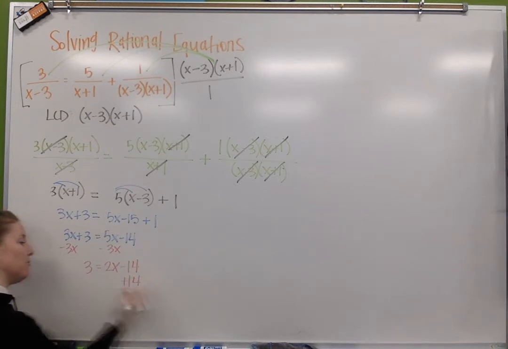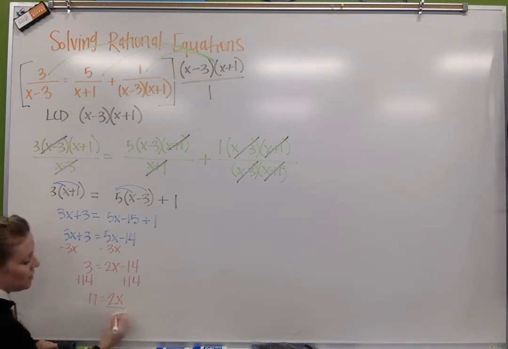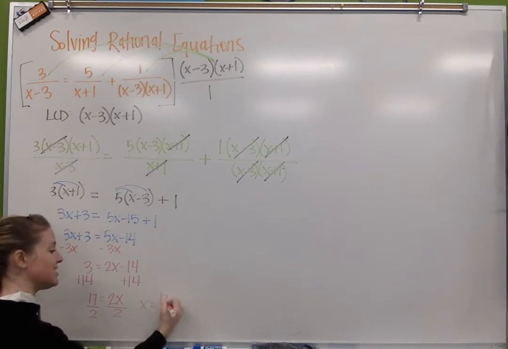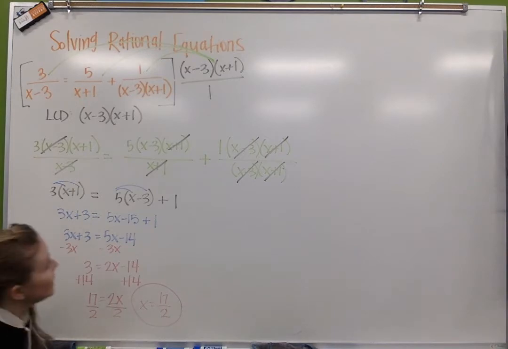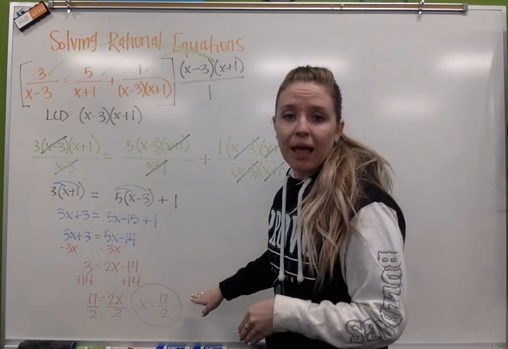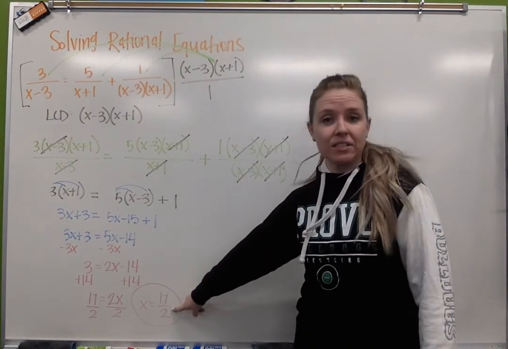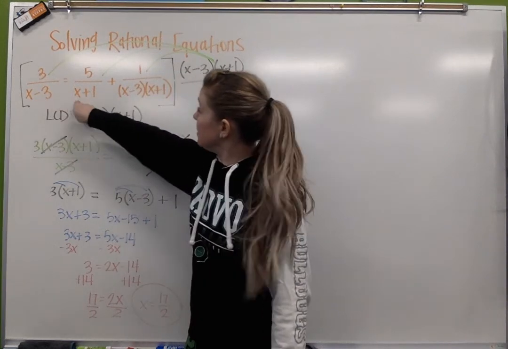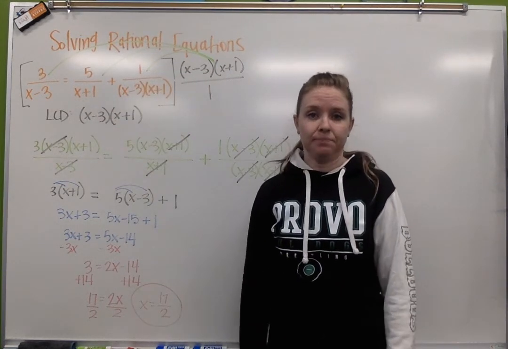Now I'm going to add 14 over. So I have 17 equals 2x. And I divide by 2. X equals 17 over 2. Boom. I have now solved that rational equation. If I plug x equals 17 over 2 into those x's, this is going to be a true statement.